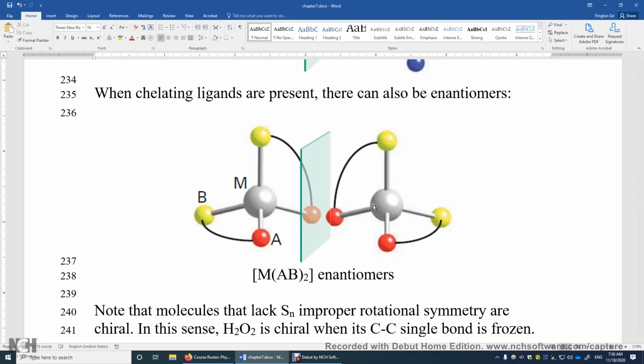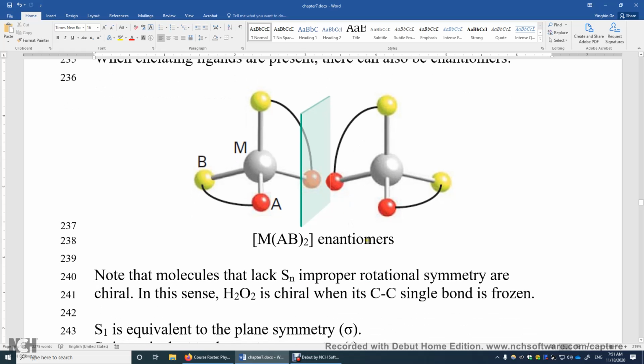So how do we determine if a molecule is a chiral or achiral molecule? We just need to examine whether this molecular structure has any Sn improper rotation symmetry element. So if it contains S1, S2, S3, or S4, S5, etc. improper rotation symmetry element, then this molecule is achiral. If a molecule does not have any improper rotation symmetry element, then this molecule is chiral.